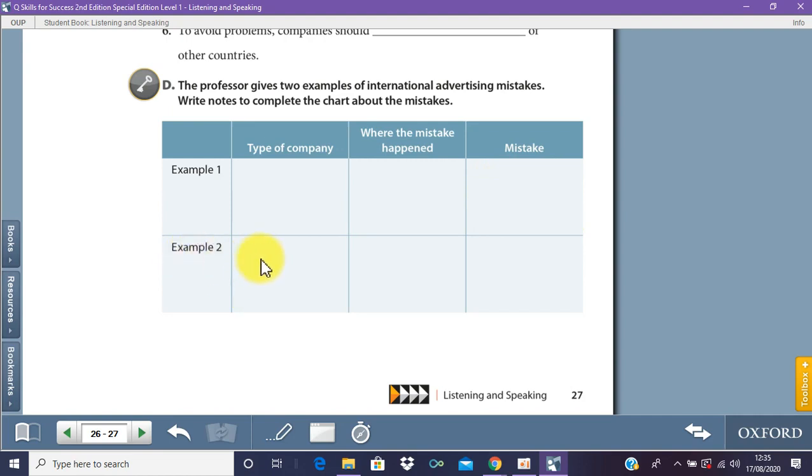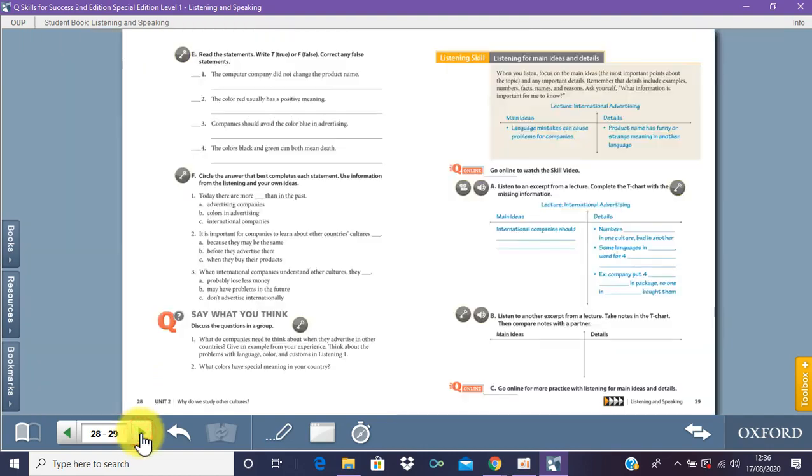Example 2 was TV. The type of company was a TV company. Where the mistake was made, Middle East, and the mistake was custom. It was a custom mistake. Something that was offensive to the custom. That's the mistake that they made. Once you finish that, go on to page number 28.